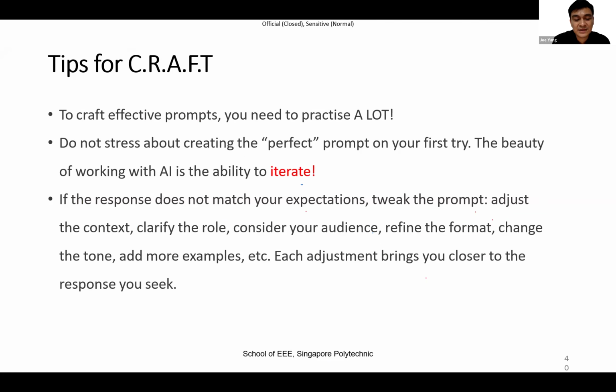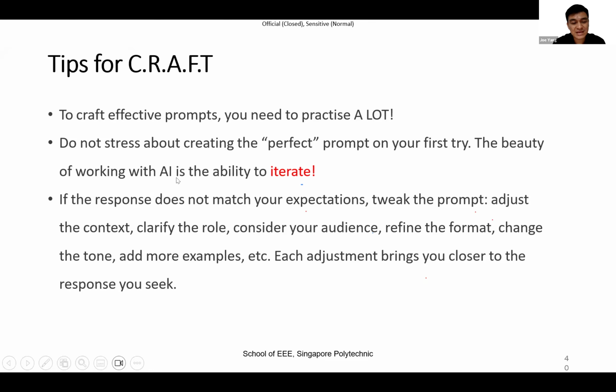Here are some tips for CRAFT. To craft effective prompts, you need to practice a lot. It's not a one-time thing. You can try many times. Sometimes you learn from mistakes, sometimes from accidents, sometimes through practice. Do not stress about creating the perfect prompt on your first try.